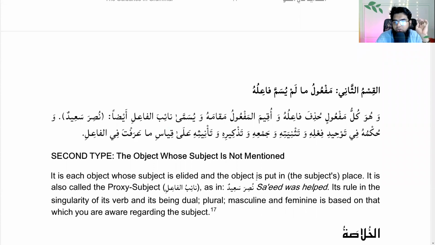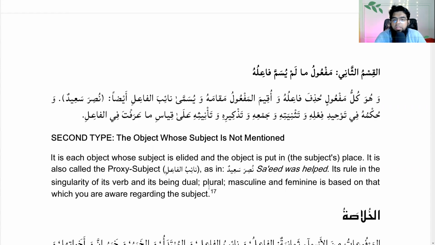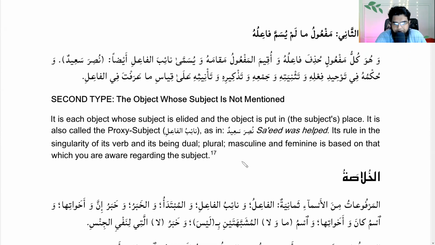Nusira Sa'idun, wa hukmuhu fi tawheed fi'lihi wa tathniyatihi wa jam'ihi wa tadhkirihi wa ta'nithi ala qiyasi ma'arafta fil fa'il. Its rule is the singularity of its verb and its being dual. Yeah, all these rules, whatever you learn for fa'il, everything applies here. Plural, masculine, feminine is based on what you are aware regarding the subject. So all the rules of feminine, and if it's natural feminine, all those things you can apply to Naaib Faail also. مفعول ما لم يسمى فاعله.